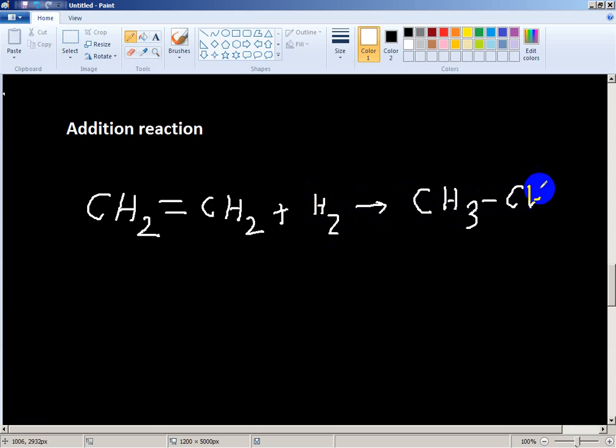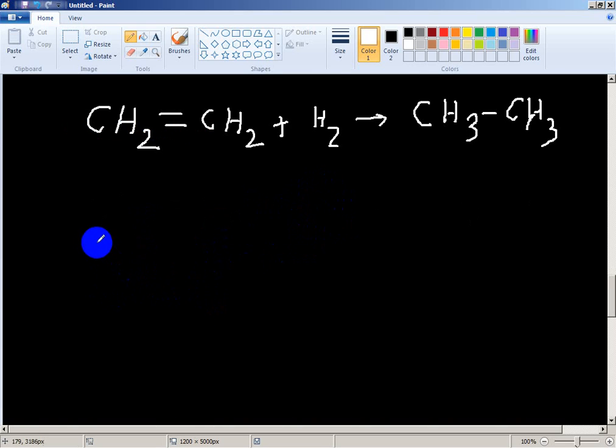Here in addition reactions, an unsaturated compound becomes saturated. Okay. This is addition of hydrogen, called hydrogenation. If chlorine is added, it is called chlorination. If bromine is added, it is called bromination. Okay, this is the addition reaction. Now substitution reaction.